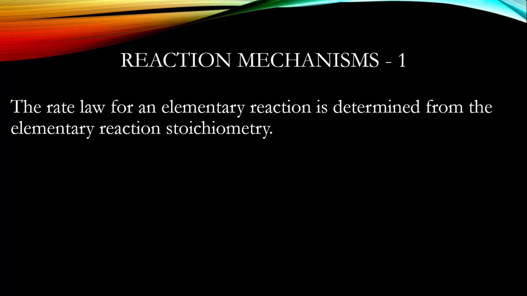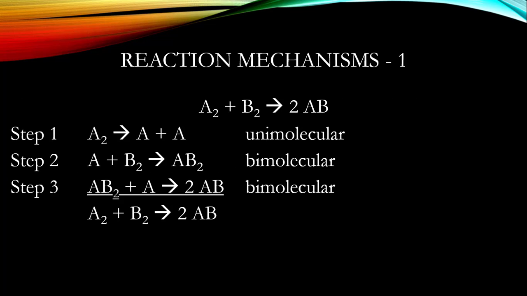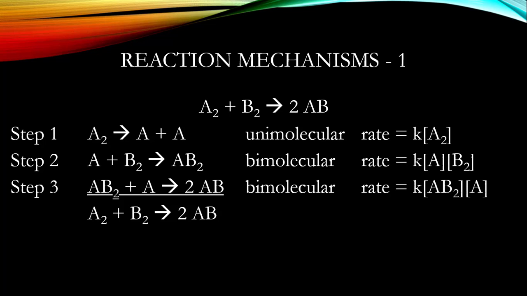Now, for an elementary reaction, unlike the overall reaction, the rate law for that step is based on the stoichiometry. You take the concentration of reactants in the elementary step and raise it to the power of the coefficient. So going back to our generic equation, the rate law for step 1 is rate equals the constant times the concentration of A sub 2. In step 2, the rate would be equal to a rate constant times the concentration of A times the concentration of B sub 2. For step 3, the rate law would be rate equals a rate constant times the concentration of AB sub 2 times the concentration of A.